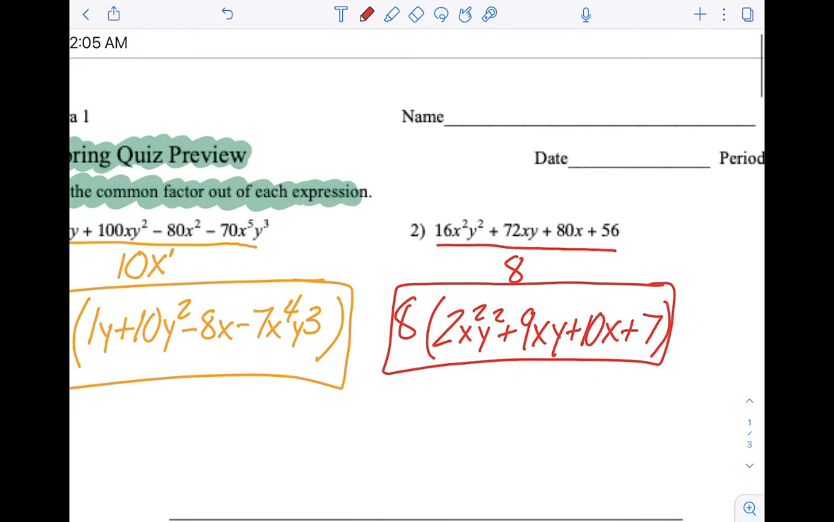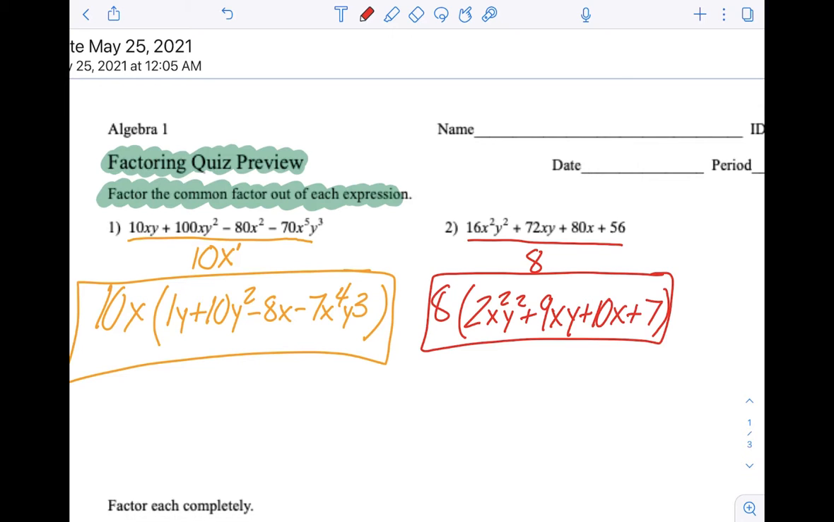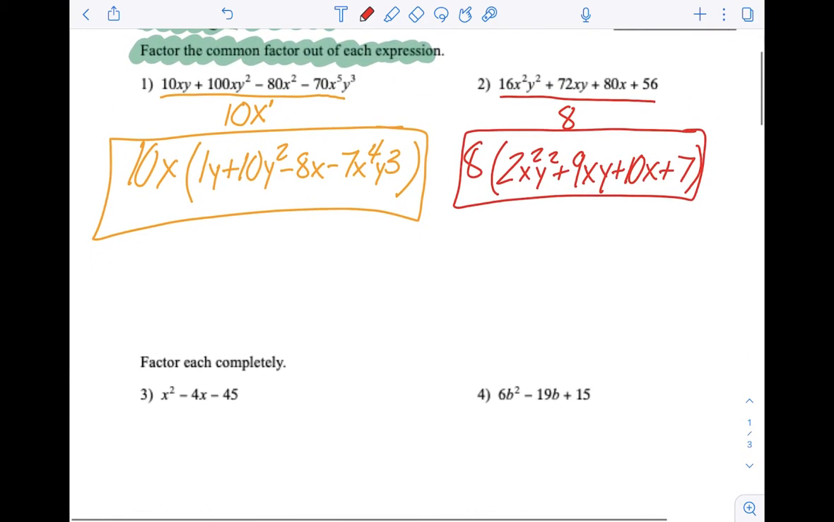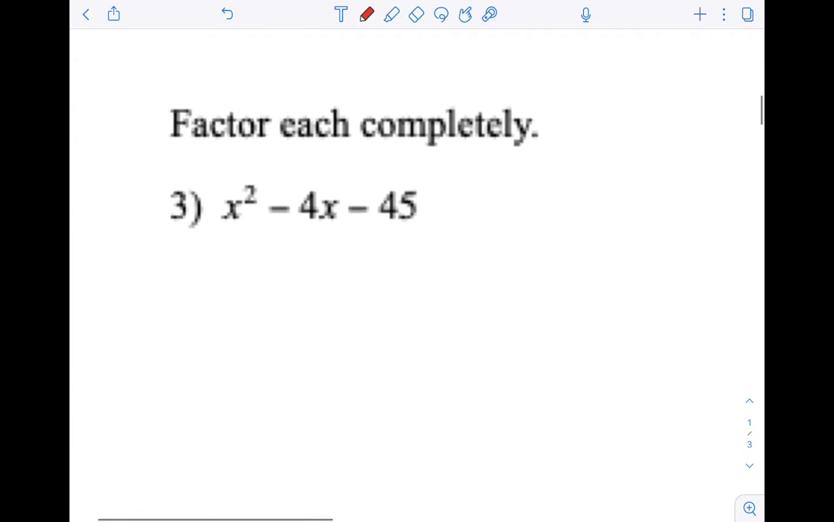There you go. Look at that. That's number 1 and 2. Perfect. We're getting ready for that quiz, everybody. You guys are doing great.